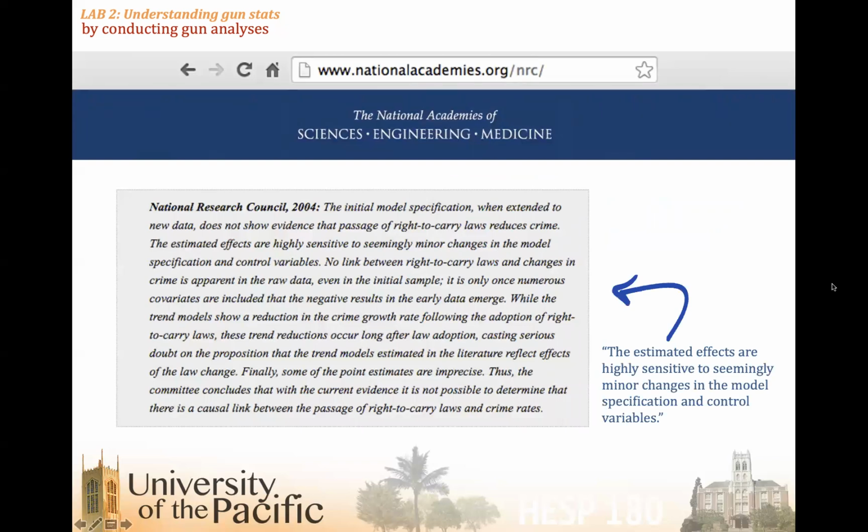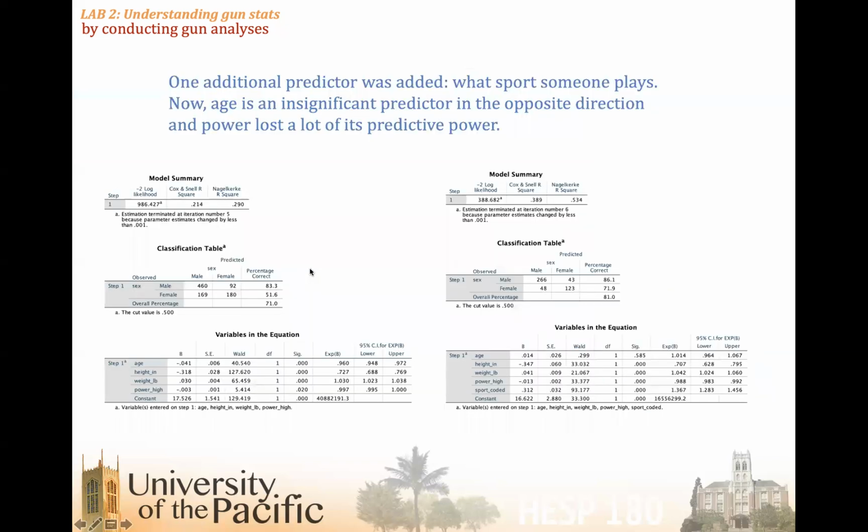And so in addition to that, this is something from the National Academies of Sciences. You have the initial model specification when extended. This is talking about the gun control and violence. When extended to new data, does not show evidence that passage of right to carry laws reduces crime. The estimated effects are highly sensitive to seemingly minor changes in the model specification and control variables. So what that means is you just control for something else and the effect goes away.